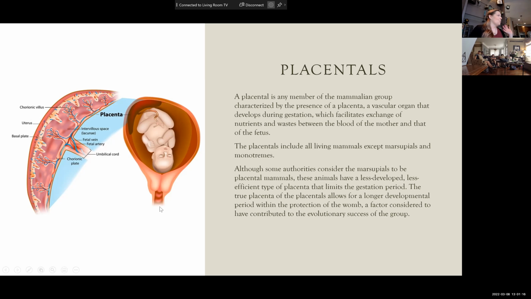Which is pretty neat when you think about it. It's an actual organ you grow, which is why some pregnant women, especially in the first trimester, are so daggone tired. They're creating an organ and another organism, for goodness sakes. That takes a lot of energy, right? So this is all living mammals except marsupials and monotremes. Although some authorities consider marsupials to be placental mammals, these mammals have a less developed, less efficient type of placenta that limits their gestation period.